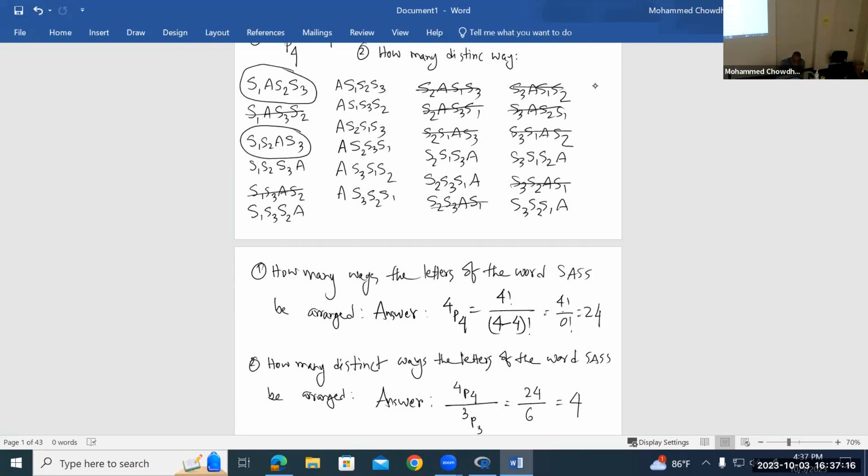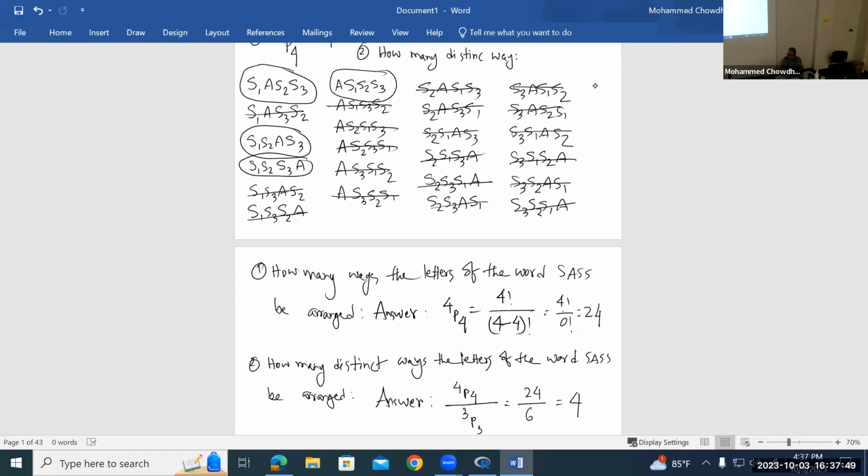Now, A is in the last position. I want to keep this one and cancel that one. A is in the last position here, here, and here. This has been cancelled. Now A is in the first position. This should be kept, and this is cancelled. 5 cancelled. So we have 4 scenarios, right?